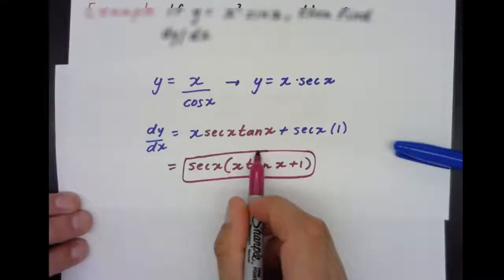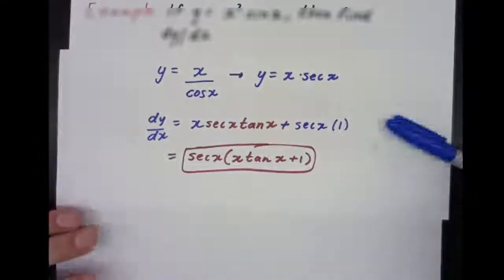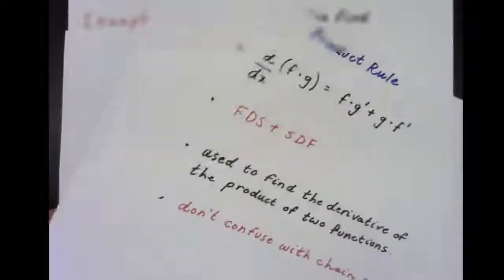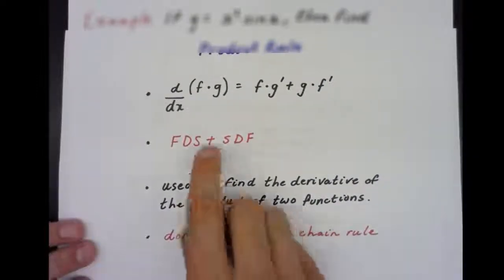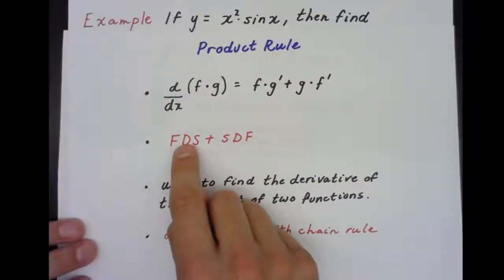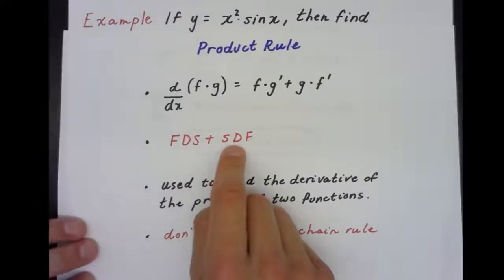So these are just three quick examples of finding the derivative of functions using the product rule. Again, think about first times the derivative of the second plus second times the derivative of the first.